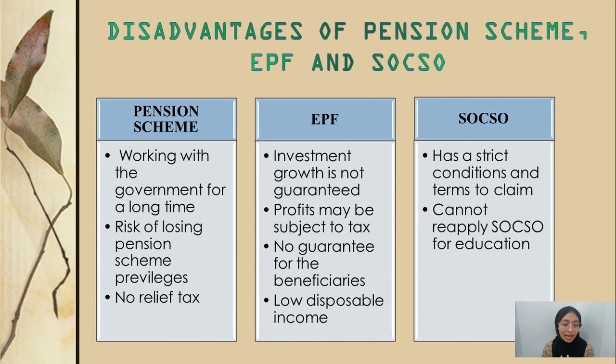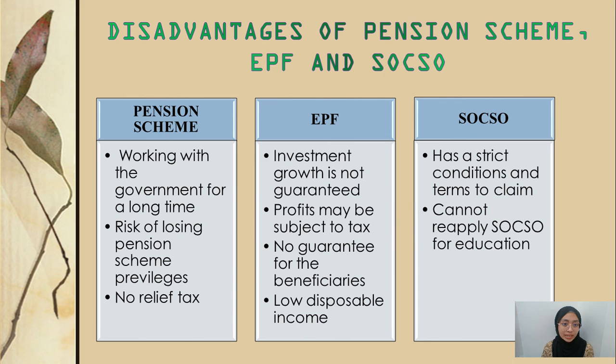For the disadvantages of pension scheme, first is working with the government for too long. Second is a risk of losing pension scheme privileges. A civil servant may lose pension scheme privileges if he or she resigns, is subject to disciplinary action, or is dismissed before retirement. The third one is no relief tax. For those pension schemes who are eligible to pay taxes, they have to pay higher taxes.